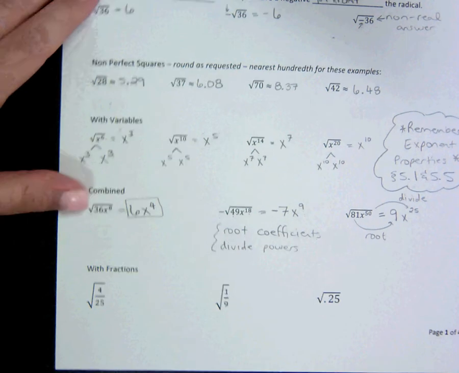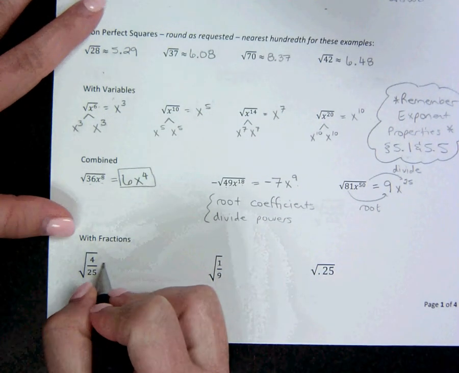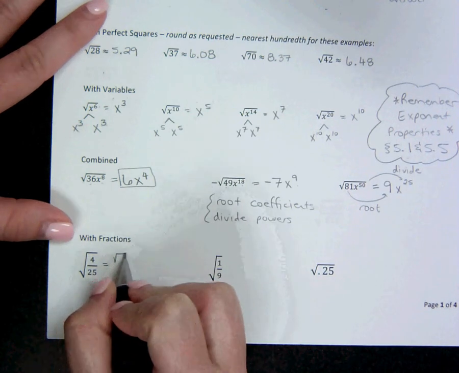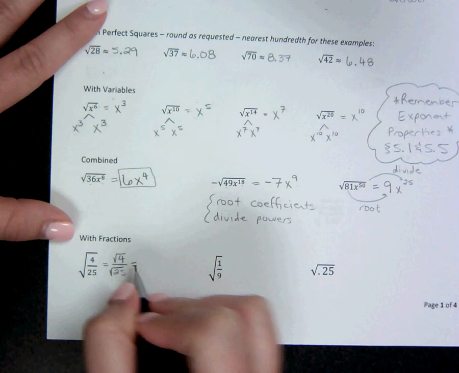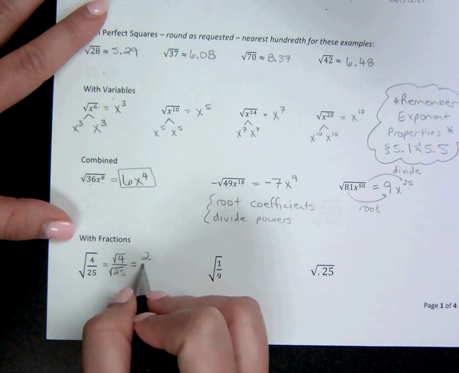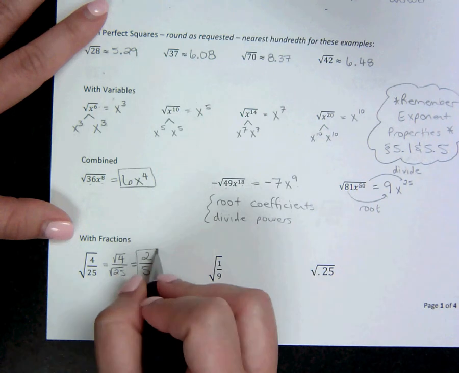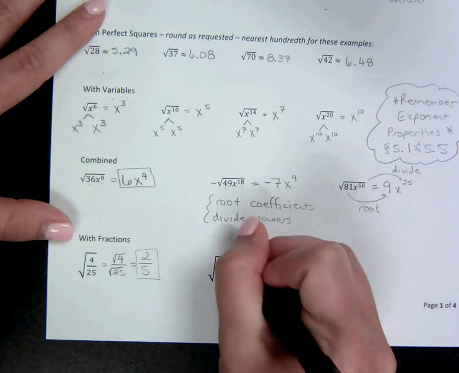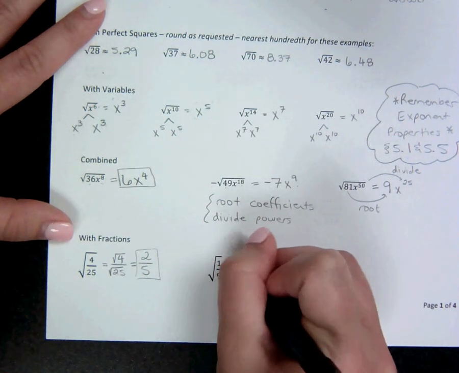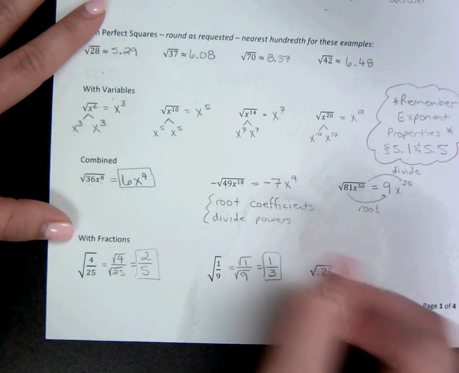Finally, square roots with fractions. Looks intimidating, but the nice part is you can just separate these into two pieces and think about it as two separate parts. So the square root of 4 is 2, and the square root of 25 is 5. So you can just keep them as separate entities and get your answer. It's really not as bad as it looks. So this would be the square root of 1 over the square root of 9. So it would be 1 over 3.